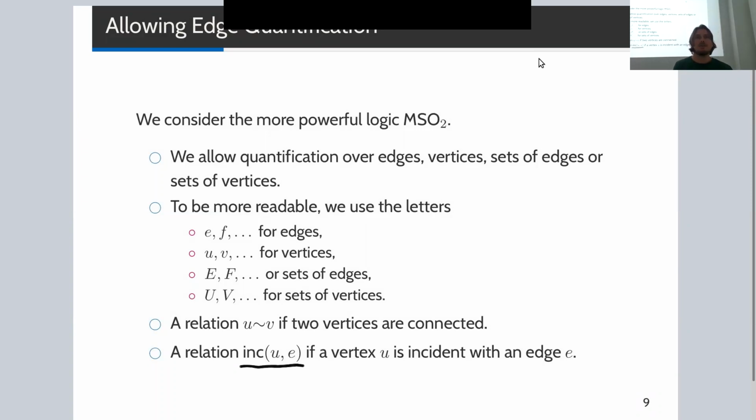It is important that you can only quantify over edges. So you cannot quantify over non-edges. You cannot say there exists a set of edges that are not in the graph, only subsets of the edges that are actually there. Otherwise, the logic becomes way too powerful. We will maybe see this at the end of the next lecture.